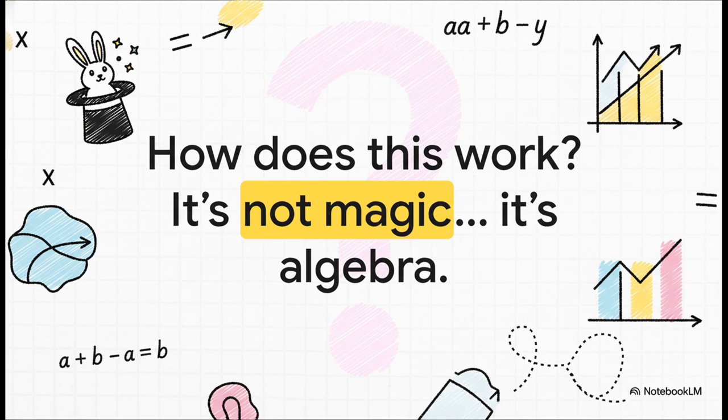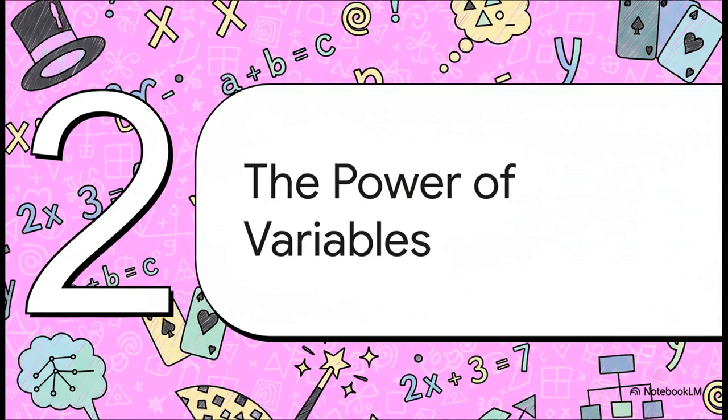So how? How in the world did that seemingly random set of calculations manage to put your specific phone number back together? Well, the secret, it's algebra, one of the most powerful tools in all of math. So let's break down exactly what just happened. All right, section 2, the power of variables.